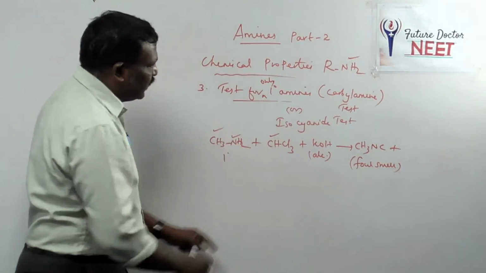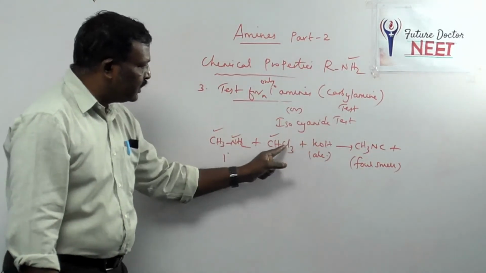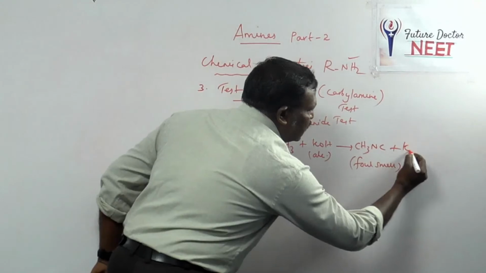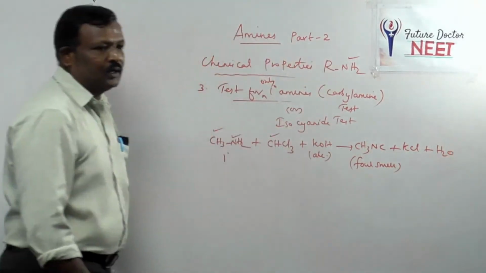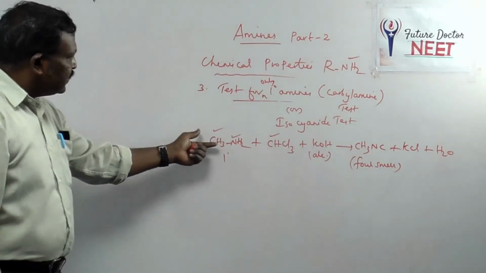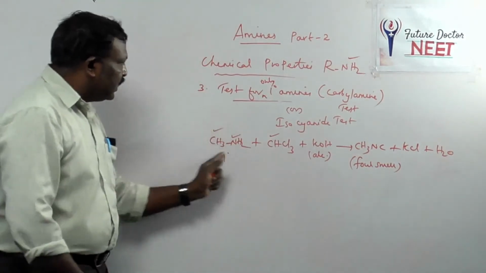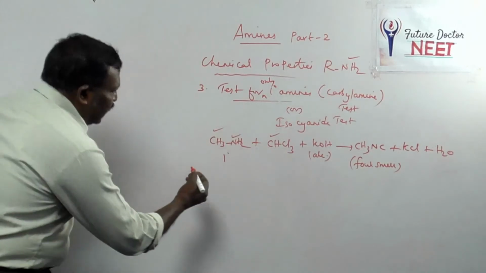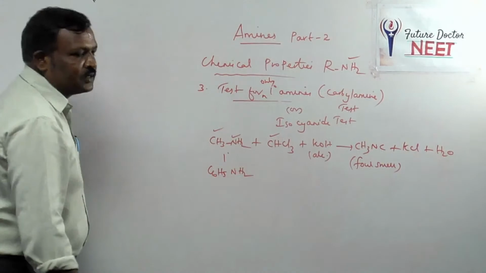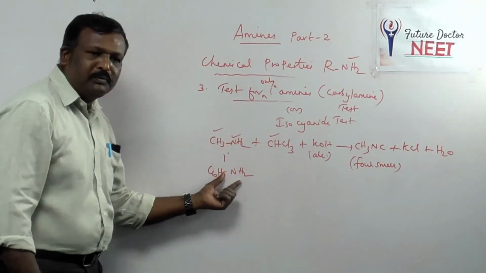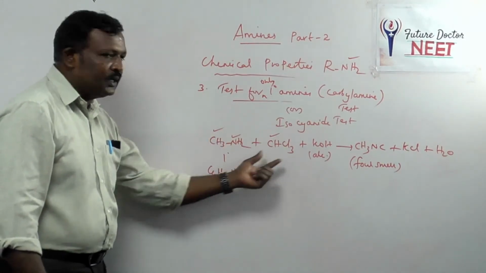Then plus other product is also obtained. Let's say K is there, Cl is there, KCl is obtained. Then plus as usual we have H2O. Understood? Okay. I am taking only the aliphatic amine. We can take aromatic amine also there, that is nothing but aniline. This is aliphatic primary amine, this is aromatic primary amine. Whatever we can take. Understood?